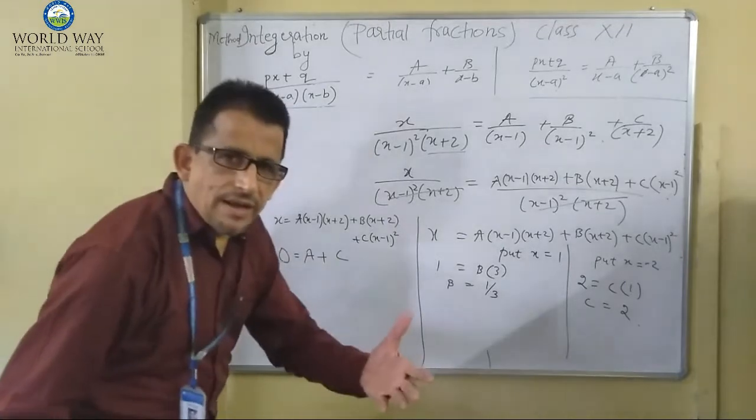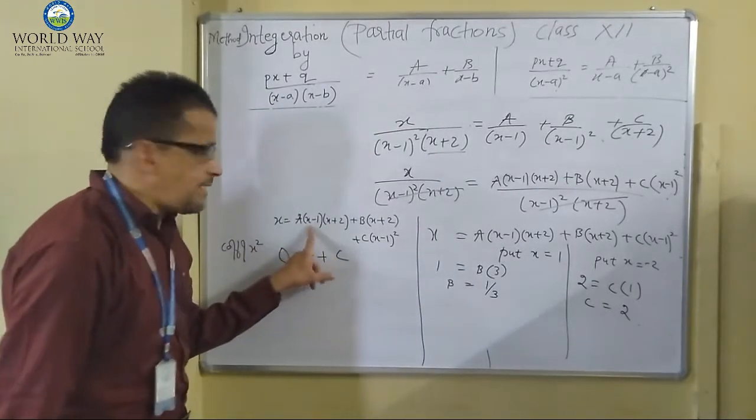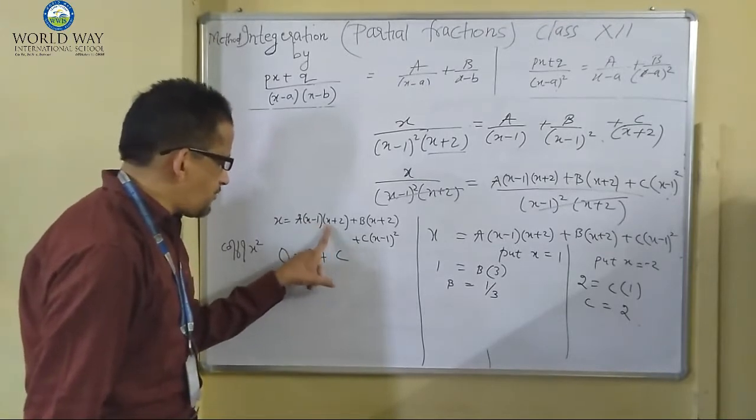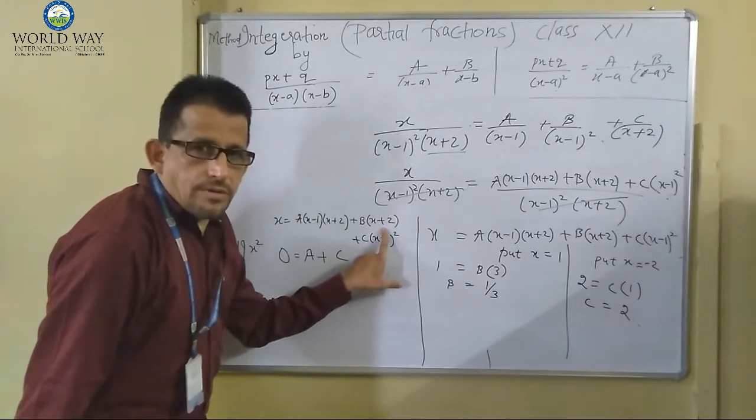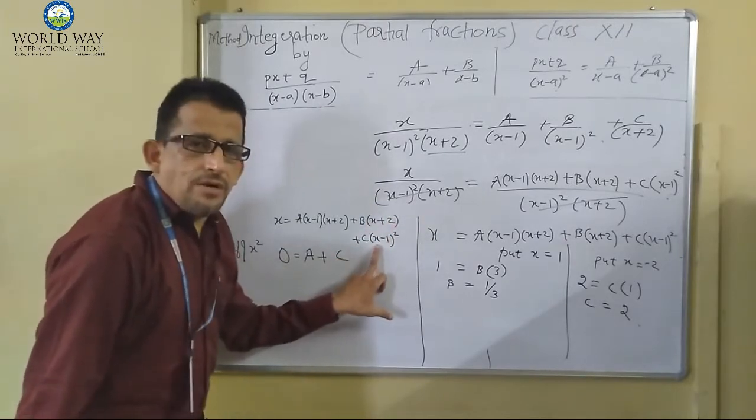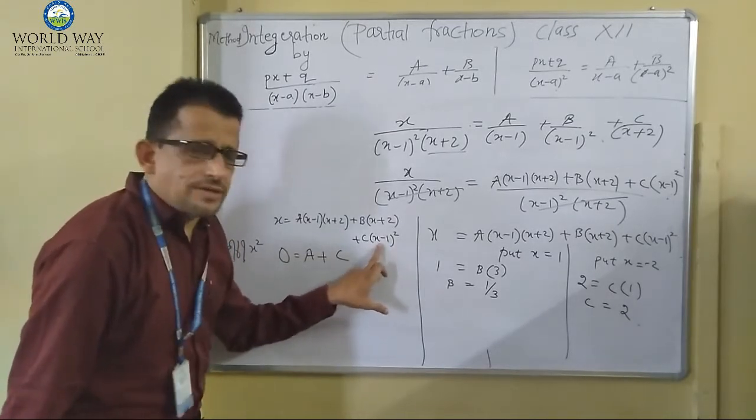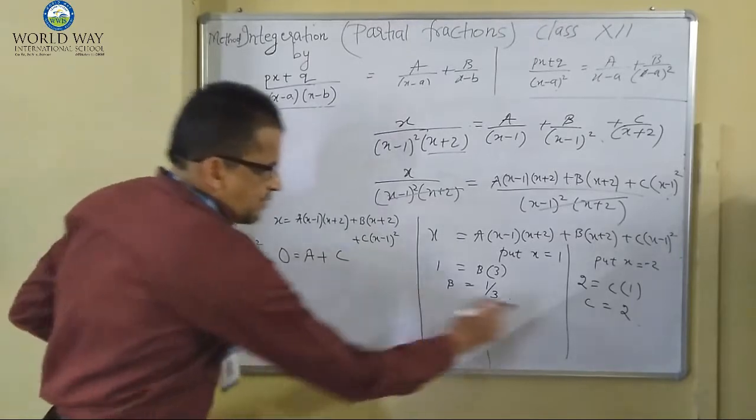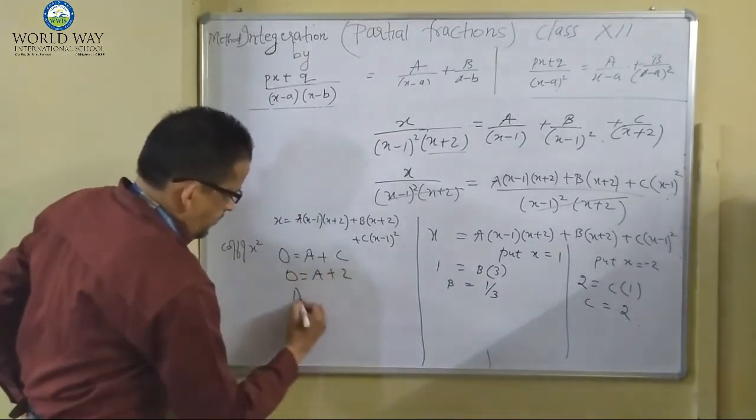I am repeating this step again. Please follow. When you multiply these two brackets, x into x squared, the coefficient of x squared is a. Here there is no term having x squared in this bracket, so okay. When you open (x minus 1) whole squared, x squared minus 2x plus 1, again the coefficient of x squared is c. So put the value of c here, 2. So the value of a is minus 2.